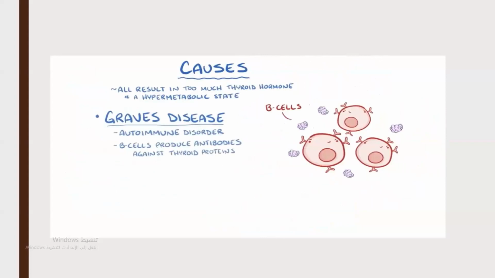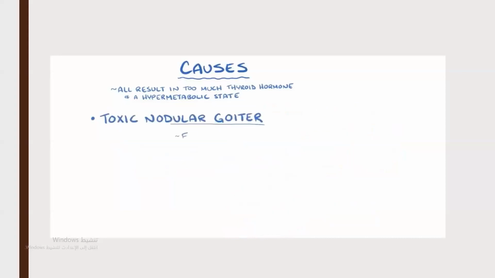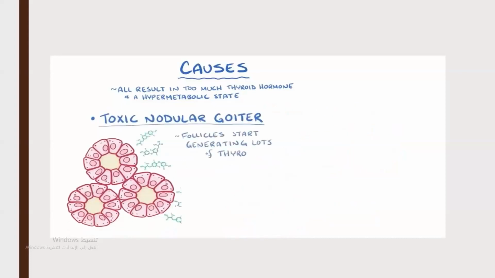These autoantibodies include thyroid-stimulating immunoglobulins, which bind to the TSH receptor on the follicular cells and imitate TSH. Another primary cause is toxic nodular goiter, where one or more follicles start generating lots of thyroid hormone. In some cases, it's because of a mutated TSH receptor that inappropriately keeps these follicular cells active.